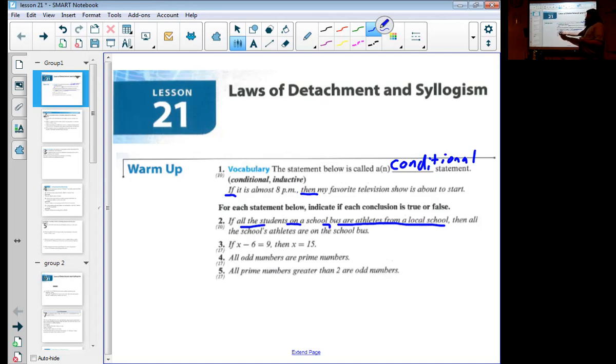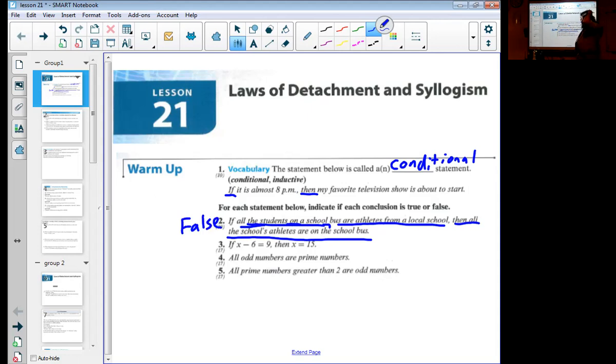Then all the school's athletes are on the school bus. We did not have to go to the same place that the baseball team went. So the if was true, and the then is false. So this conditional statement is false. If the hypothesis is true and the conclusion is false, then the entire statement is false.